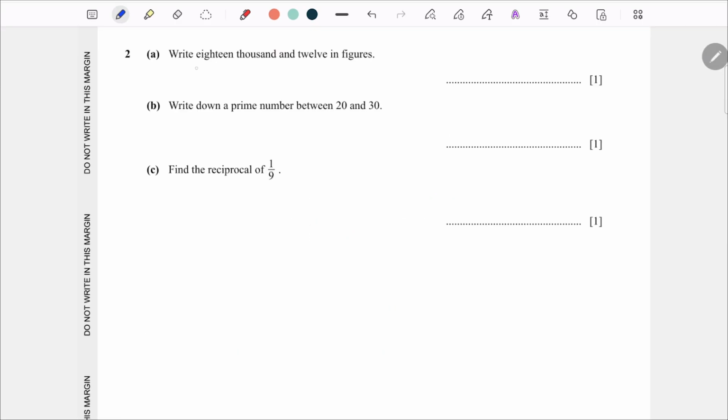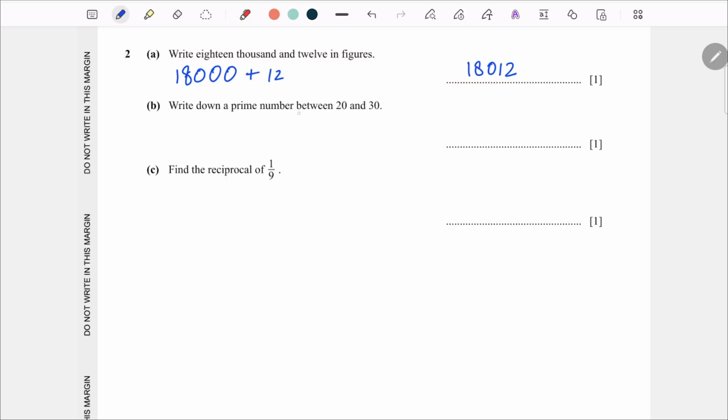Question 2a, write 18,012 in figures. This will simply be written as 18012. 18,000 basically means 18 with 3 digits in front of it, and 12 just means this. When we add both of them together, we get this number.